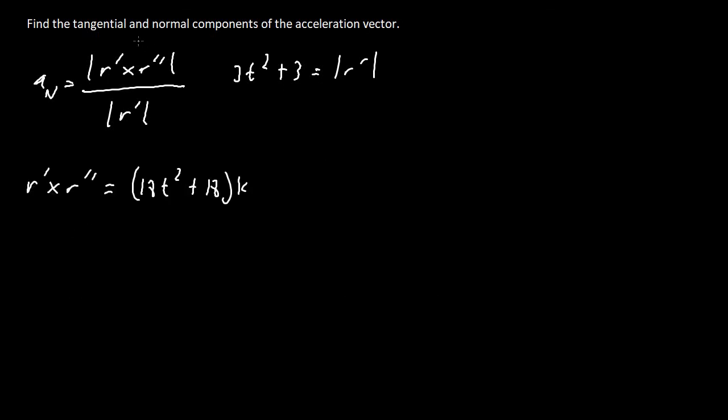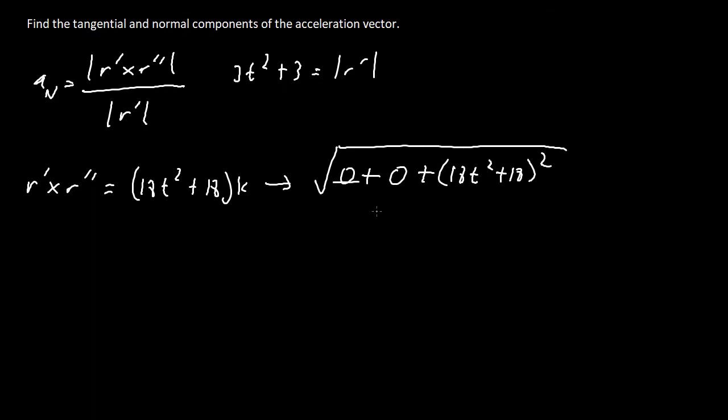We have found the cross product, but now we need to find its magnitude. In order to find the magnitude, we take the square root of the x component squared. Realize there is no x component because there is no i vector, so that's 0, plus the y component, which is also 0 because there's no j, and then plus the k or z component, which is associated with the k unit vector. So we're going to take 18t squared plus 18, squared. The square root of something squared will cancel. So we're left with 18t squared plus 18 as the magnitude of the cross product of r prime and r double prime.